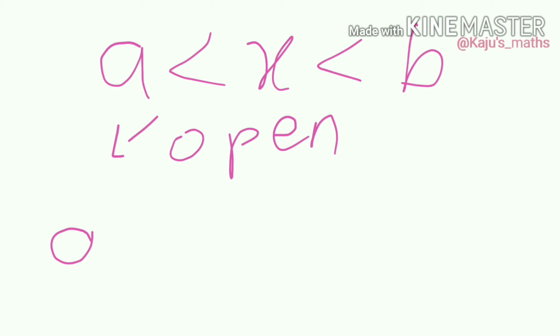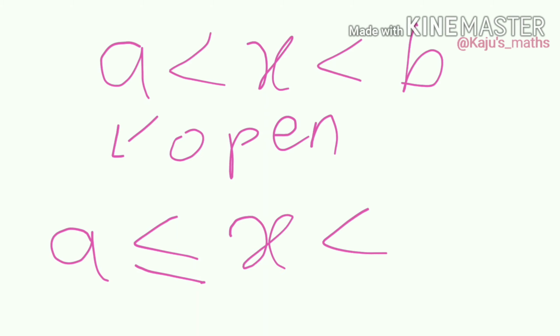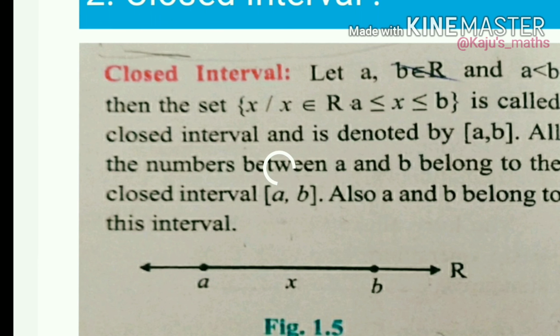But for a closed interval, the difference is you can take less than or equal to, meaning x can be equal to a and x can be equal to b or less than b, so you have to include a and b in this interval. Then this is a closed interval. You can see here, this is our closed interval a comma b, where the value of x is from a to b: all the values between a and b including a and b.